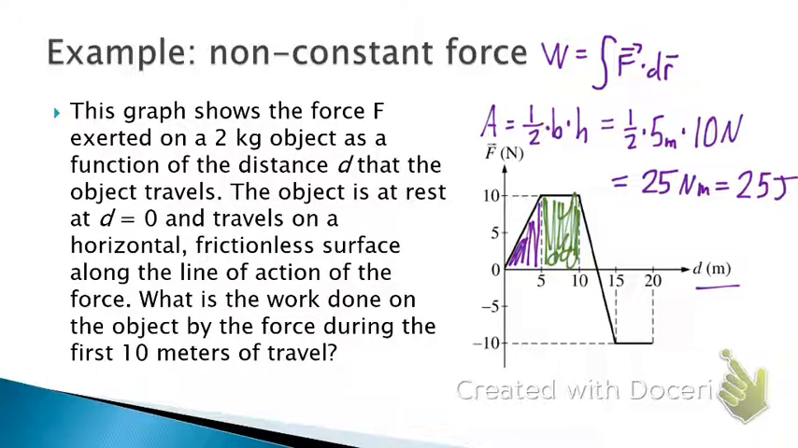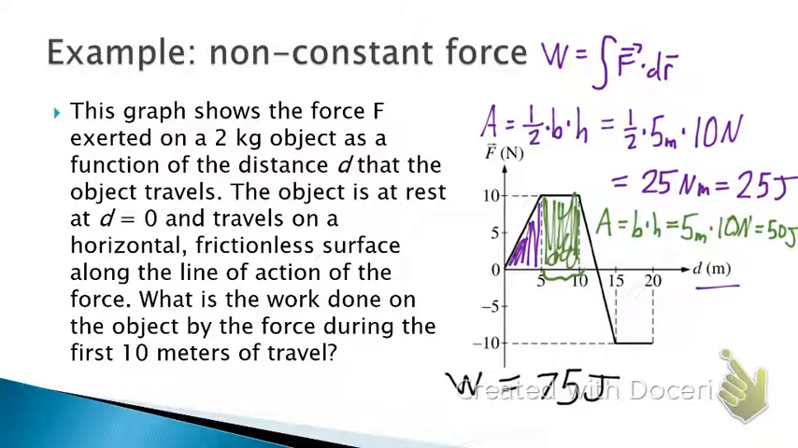The area of my rectangle is base times height. And let's see, I've got a base from 5 to 10, that's a base of 5. I've got a height of 10 newtons, so that's going to be 50 joules. 50 Newton meters or 50 joules. So in total, the work done over the first 10 meters is going to be 25 plus 50, that is 75 joules.